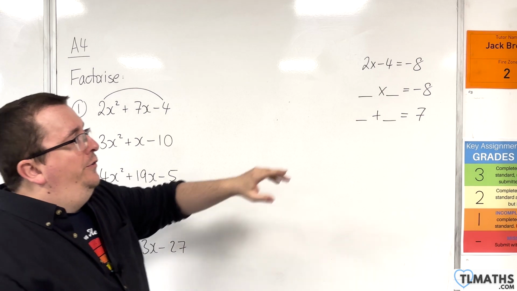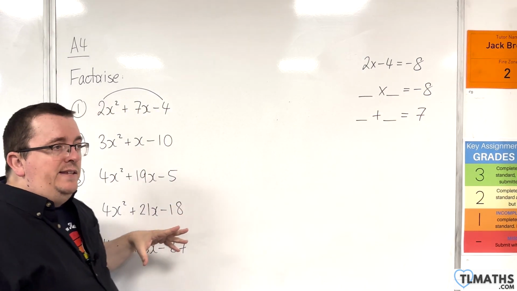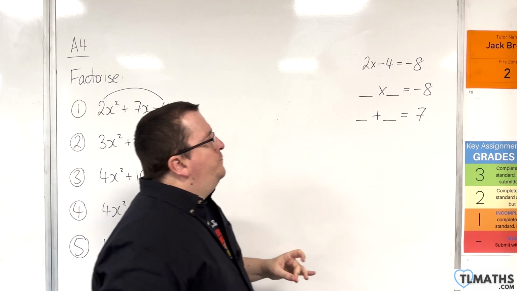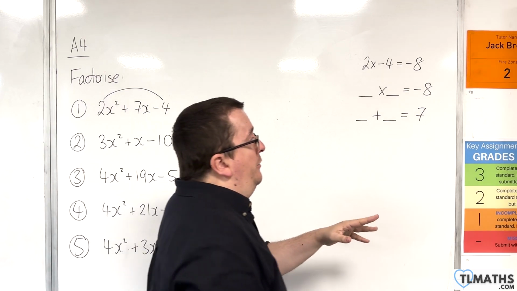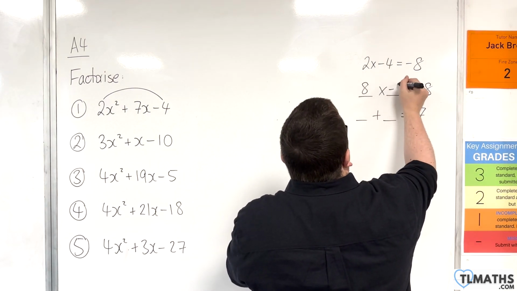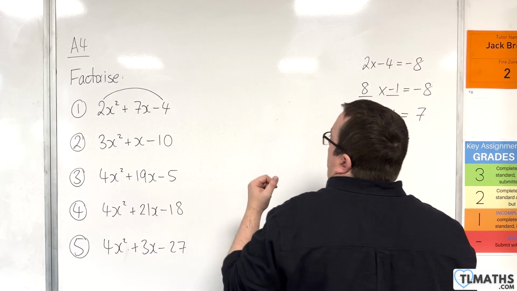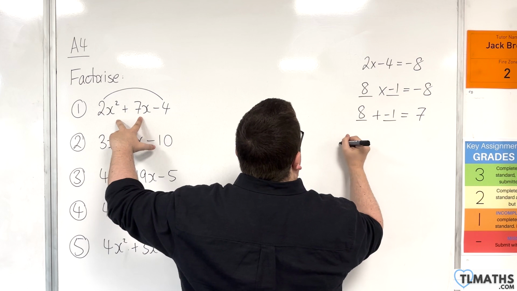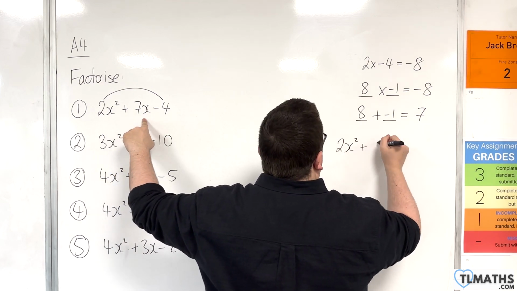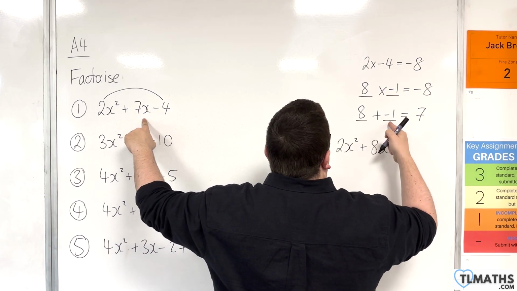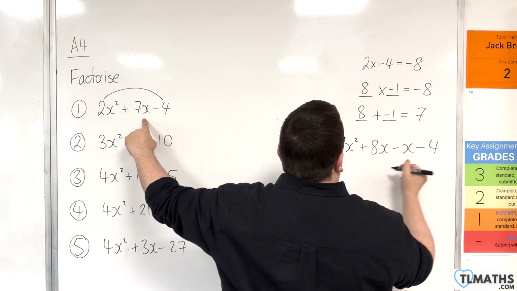Okay, so because we're multiplying two numbers together to make minus 8, one of them will be positive, one will be negative. 8 and minus 1 will work, won't they? So 8 times minus 1, and 8 plus negative 1 gets us the 7. So now I'm going to write the 2x squared plus the 7x. I'm going to write the 7x as 8x plus minus 1x, so take away x. And then we've got to take away 4.